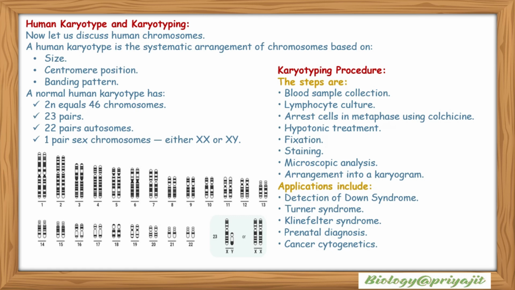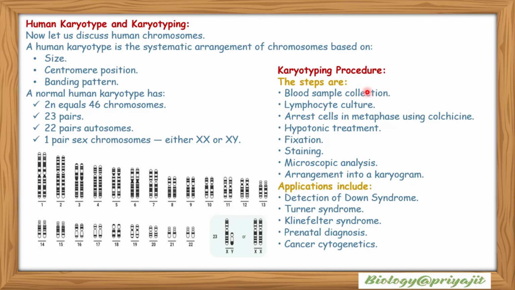Human karyotype and karyotyping. Now let us discuss human chromosomes. A human karyotype is the systematic arrangement of chromosomes based on size, centromere position, and banding patterns. A normal human karyotype has 2n equals 46 chromosomes, that is 23 pairs: 22 pairs of autosomes and 1 pair of sex chromosomes, either XX or XY.